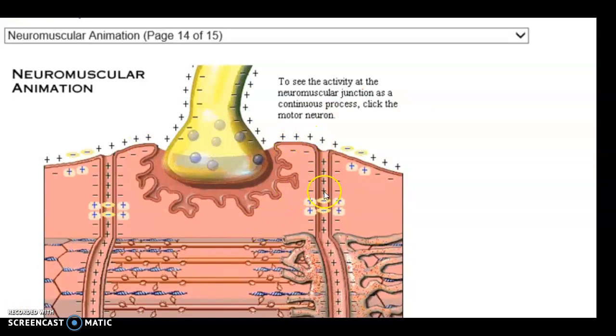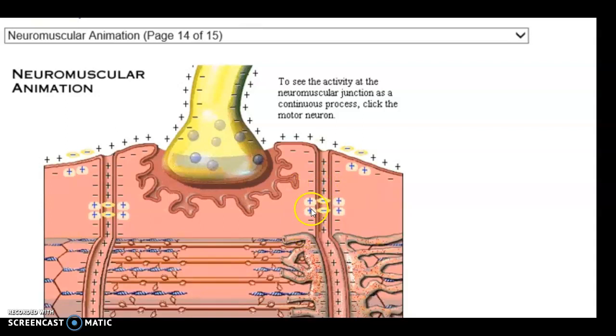Okay, so as the signal moves down, this segment of that membrane is depolarizing. So that had depolarized, but now it's repolarized. It's gone back to the original state. It depolarizes again when sodium rushes in. It repolarizes when potassium rushes out.